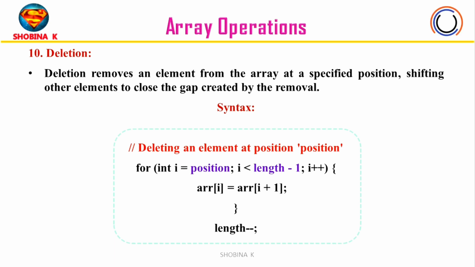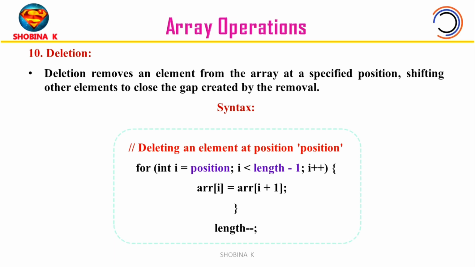The loop begins at the specified position and continues until the element just before the last element, that is, length - 1. It shifts each element one position to the left, that is, to the lower index. So it effectively removes the element at the specified position. Inside the loop, each element is moved one position to the left. So the statement arr[i] = arr[i + 1] copies the value of the element at the next position, which is i + 1, to the current position i. So it effectively overrides the current element with the value of the next element.